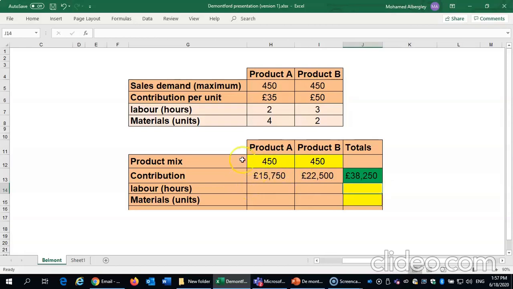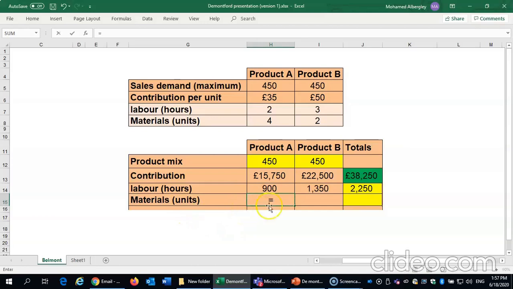Okay, now we need to calculate our demand for the direct labor and for the direct materials. In order to do so, we'll start with product A. We need to produce 450 and each unit would require 2 hours of direct labor. Do the same thing with B. We need to produce 450 and each unit will require 3 hours of direct labor. And this will give us a total of 900 plus 1,350.